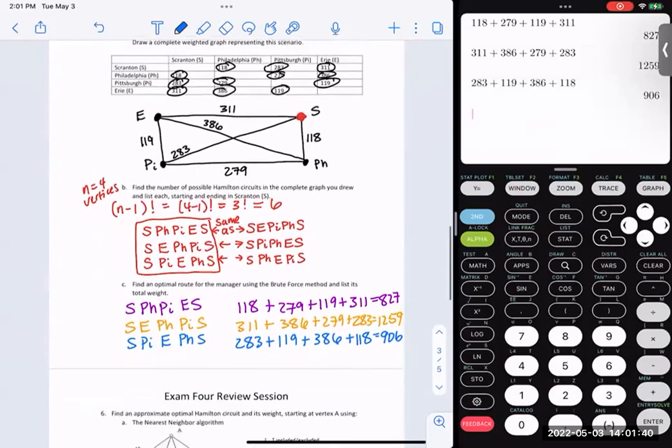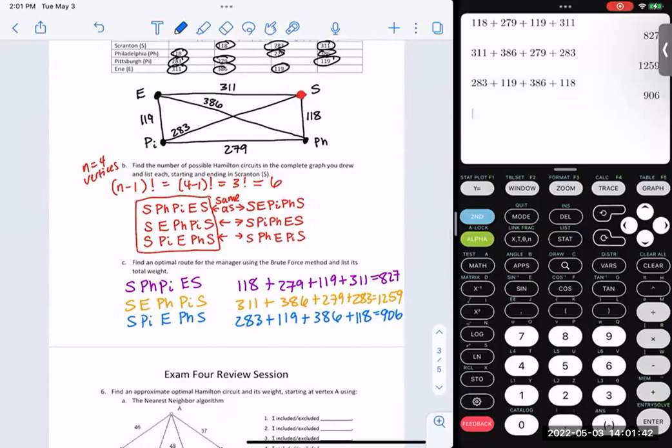All right, so these are all the possibilities here. I don't need to worry about this set because those are just the same thing in reverse order. So which one of these is the best? Well, the one that's the fewest number of minutes. So the first one here would actually be the best answer. The most efficient way to travel to all 4 cities would be to do Scranton, then Philly, then Pittsburgh, then Erie, then back to Scranton, or the reverse of that, which would be the same thing. And that would be a total of 827 minutes.